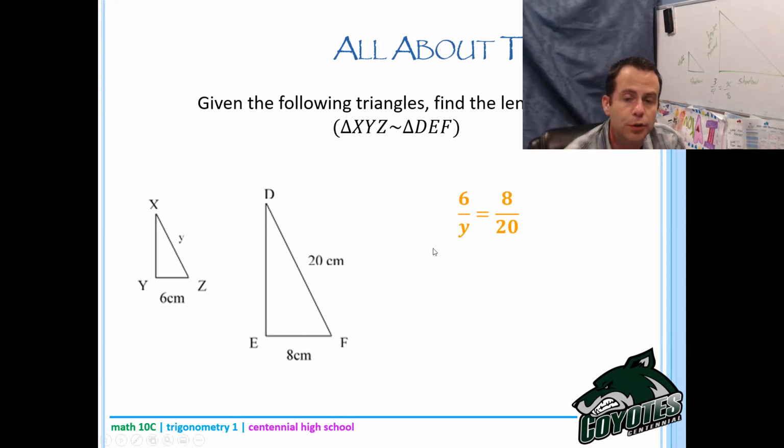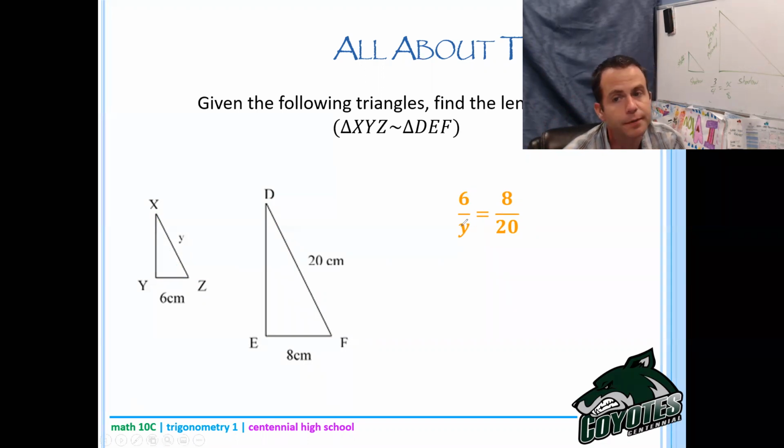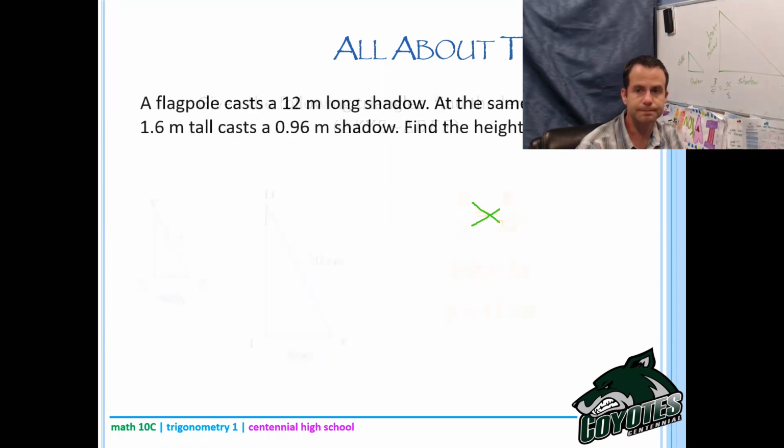And now we're going to essentially cross multiply here. We want to get rid of a division of y, so we multiply both sides by y, and we want to get rid of a division of 20, so we multiply both sides by 20. What happens is we get 120 equals 8y, and then if I want y by itself, I just divide both sides by 8. And that gives me y equals 15 centimeters. Okay, don't forget about your units. Those are super important. All right, good.